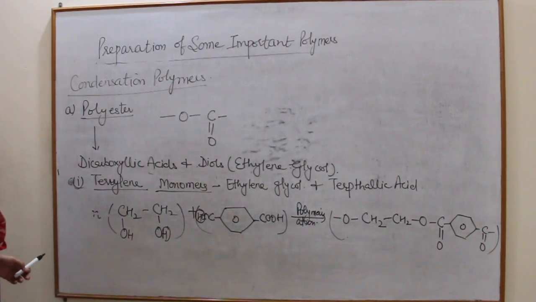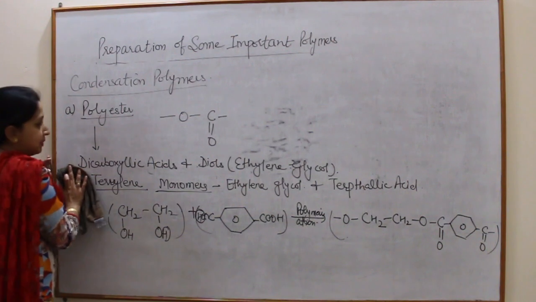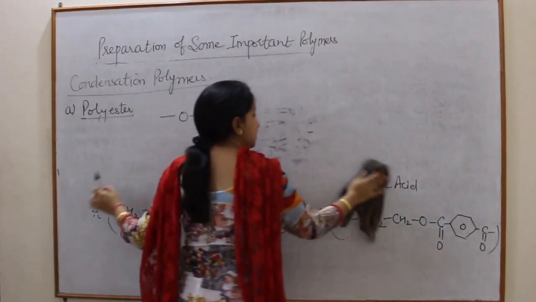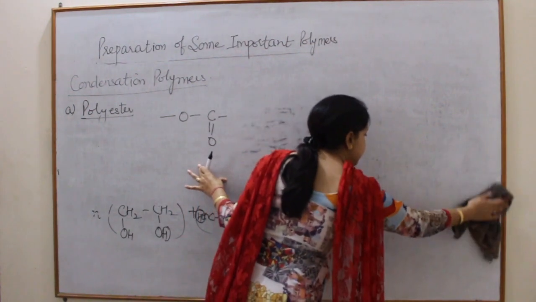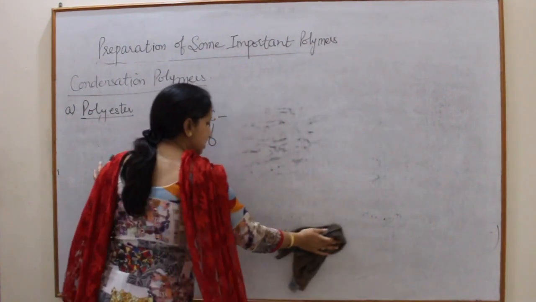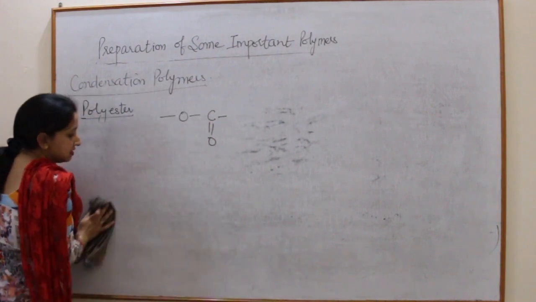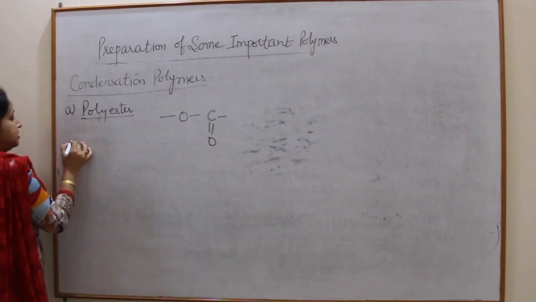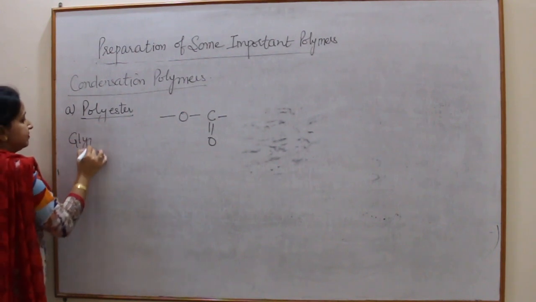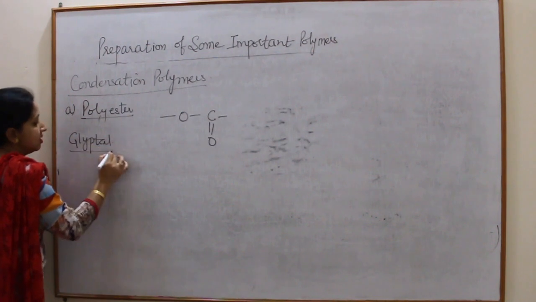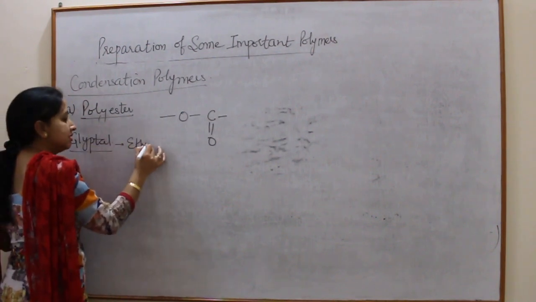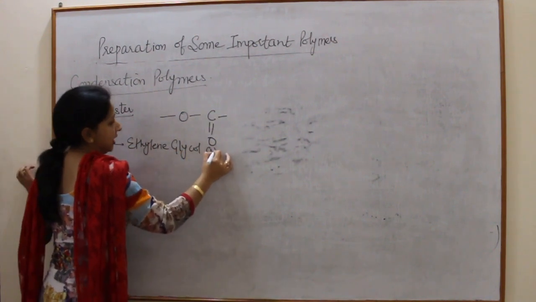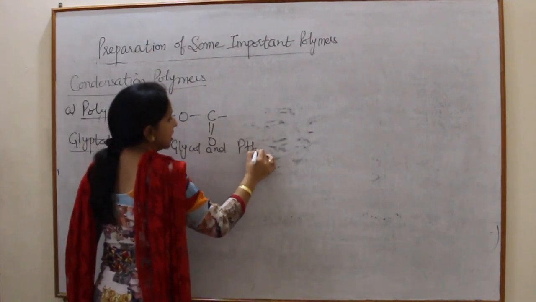Next polyester in your syllabus is glyptal. Because it is again a polyester, so same type of bonding will be there containing an ester linkage. So again next is your glyptal. Monomers are ethylene glycol and your phthalic acid.